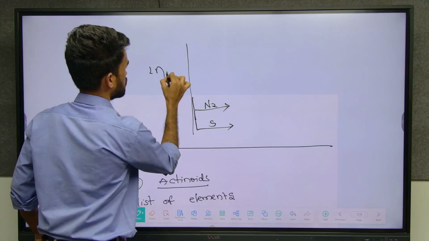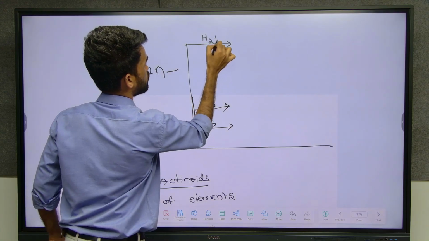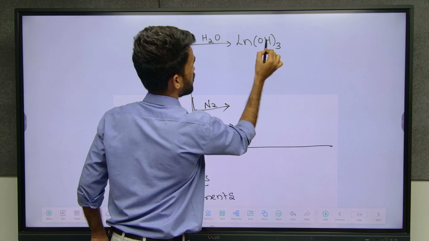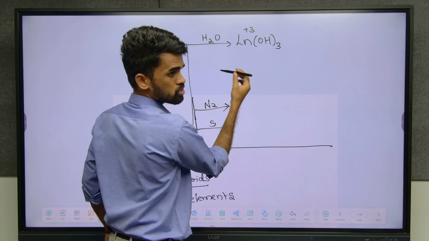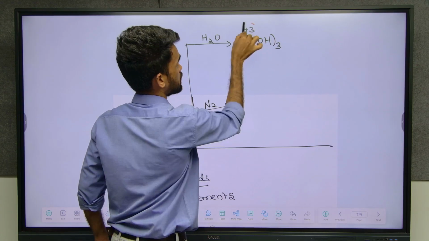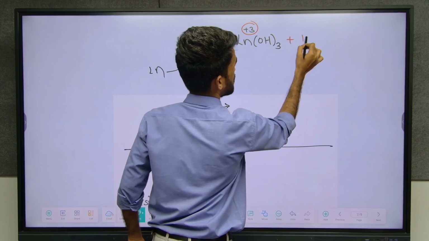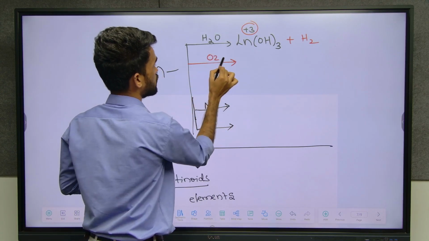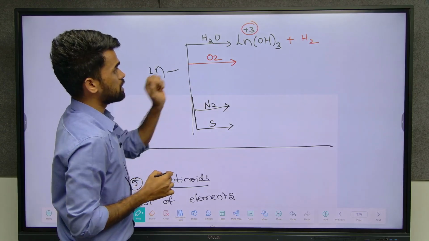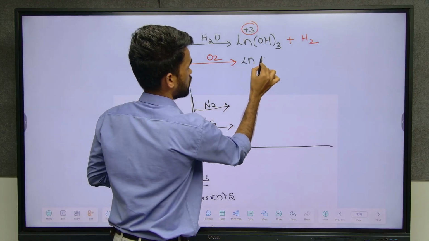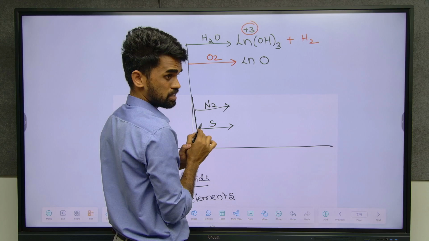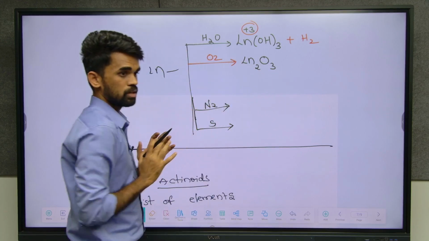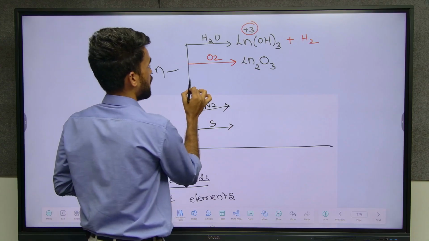Lanthanides, upon treating with water, what is the product formed I told you? Lanthanum hydroxide. Here, what is the most common oxidation state? Plus 3, and H2 gas will be liberated. Next, I am treating this with oxygen, so you get lanthanum oxides. The general oxidation state for these lanthanides is 3, so it should be Ln2O3.